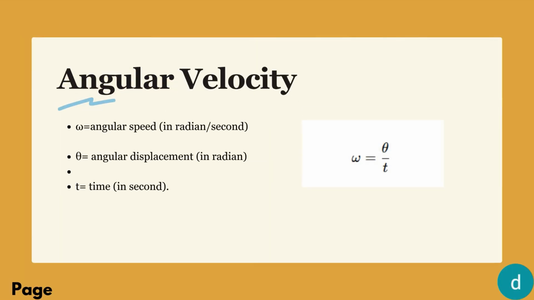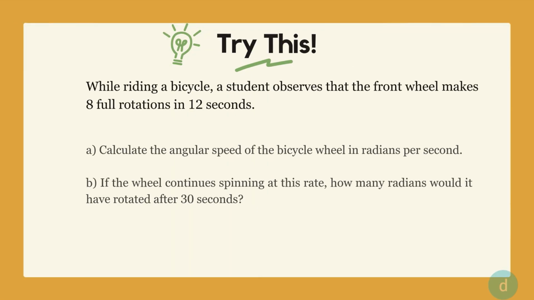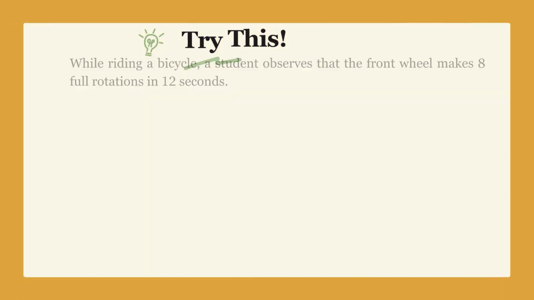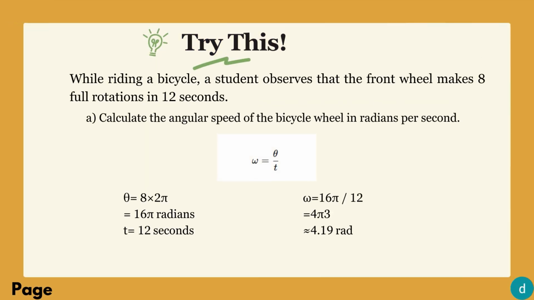So the angular velocity formula is angular speed equal to angular displacement over time. So here are two example questions. Let us try the question. While riding a bicycle, a student observed that the front wheel makes 8 full rotations in 12 seconds. A. Calculate the angular speed of the bicycle in radians per second.